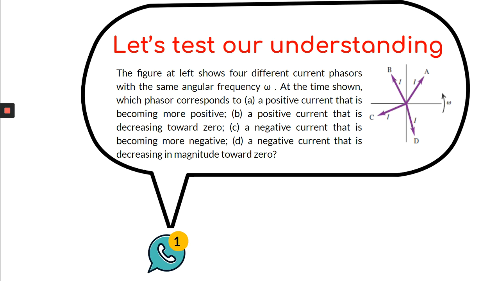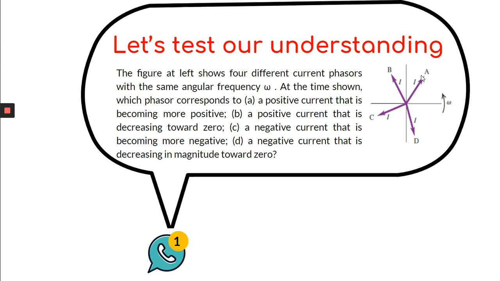To solve this, let us first find out which phasor here shows the instantaneous current as positive. See this phasor A. If you draw the projection, here this is the projection, obviously this instantaneous current is positive. So in case of A, this is positive, but in case of B it is negative, C it is negative, but again D it is positive.